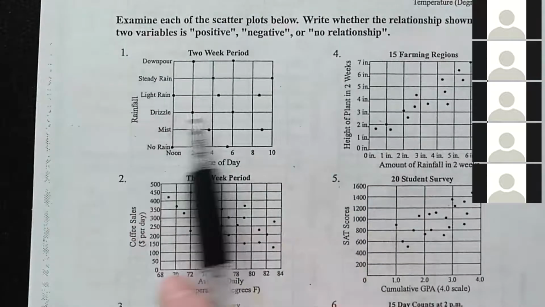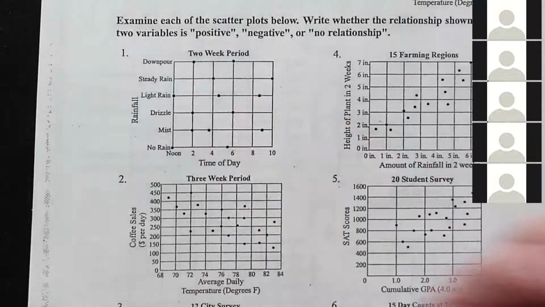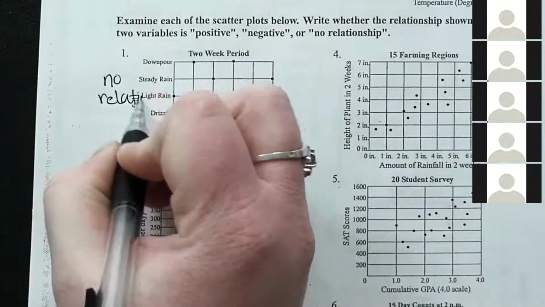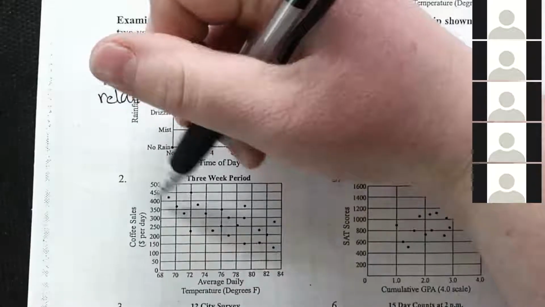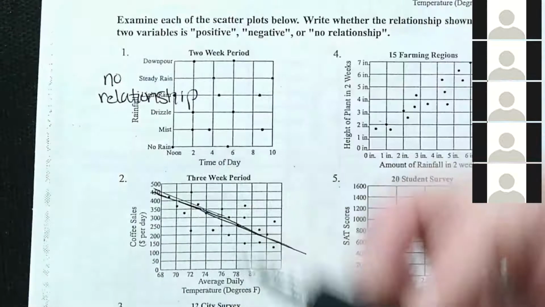So number one, can I draw a line in there? No, so then that's what? No relationship. Okay. Number two, could I draw a nice line of best fit in there? Yes. And what kind of slope would that be? It is going downwards. It would be a negative slope. So go ahead and finish the page.